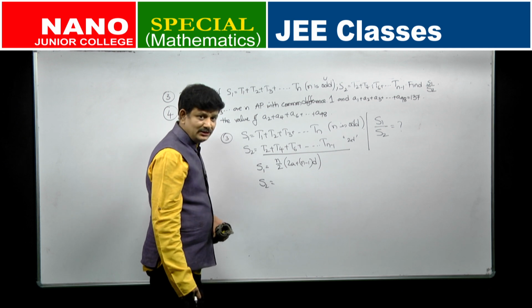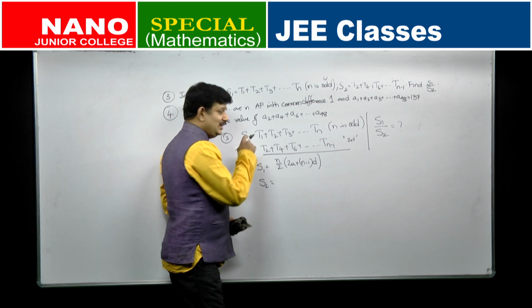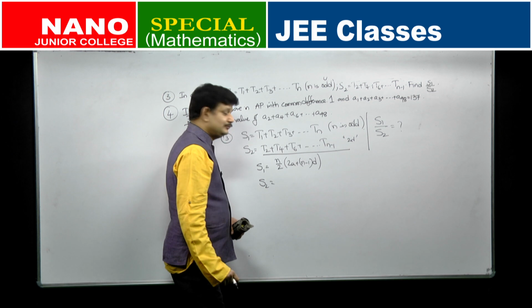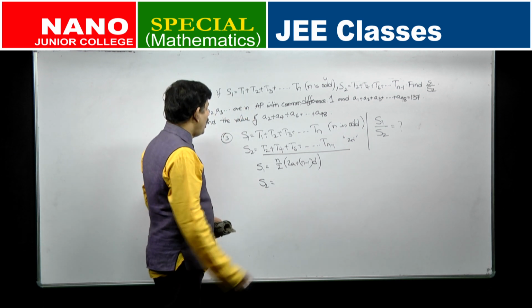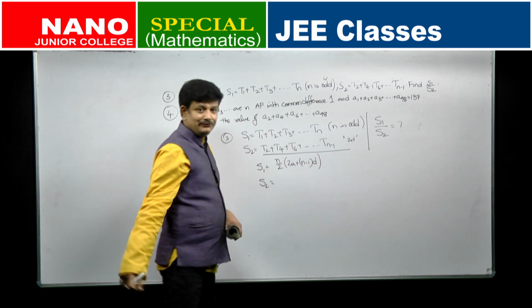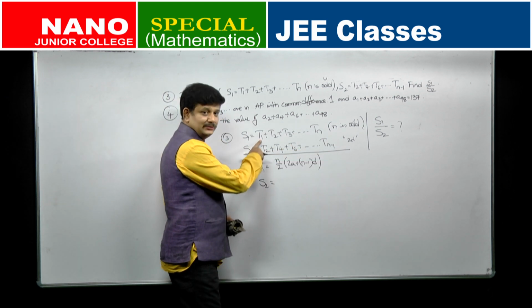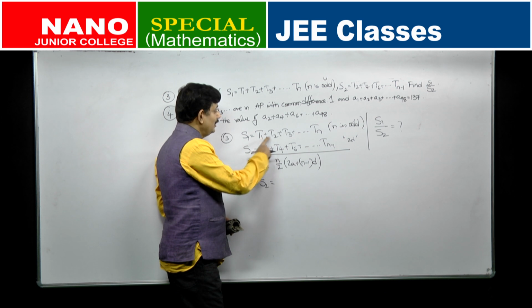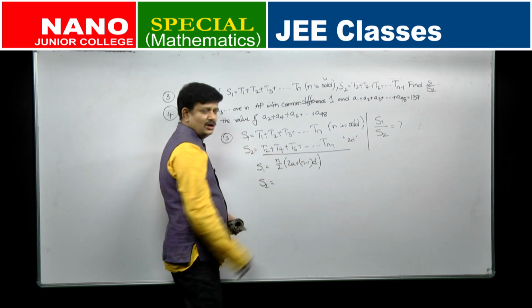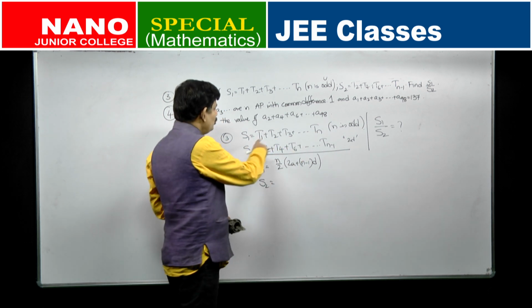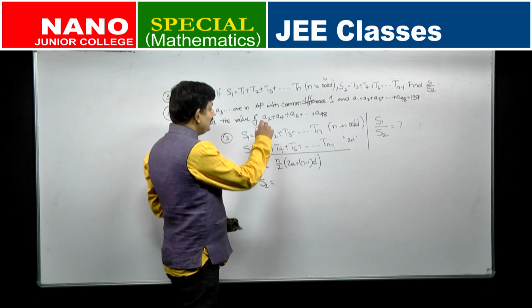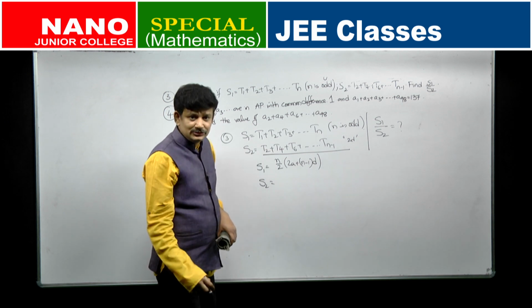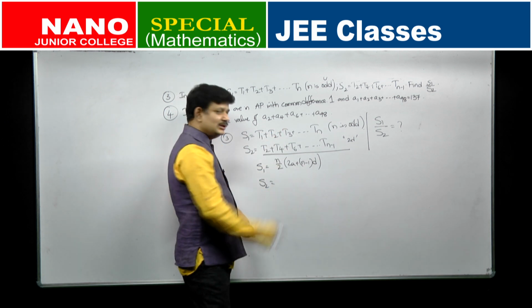What is the first term here? T2. What is T2? A plus D. And how many terms are there here? See, odd number, 1, 2, 3, so on up to 101. From 1 to 101, how many terms will be there? 101 terms. In this, if I remove all the odd number terms, how many even number terms will be left?